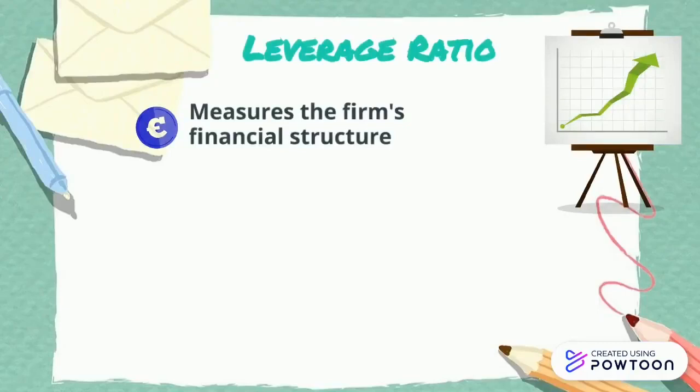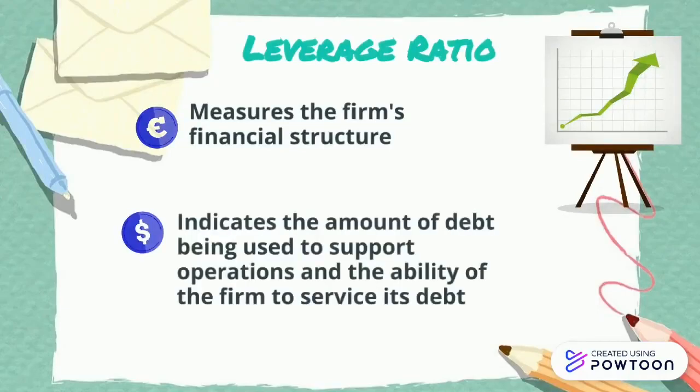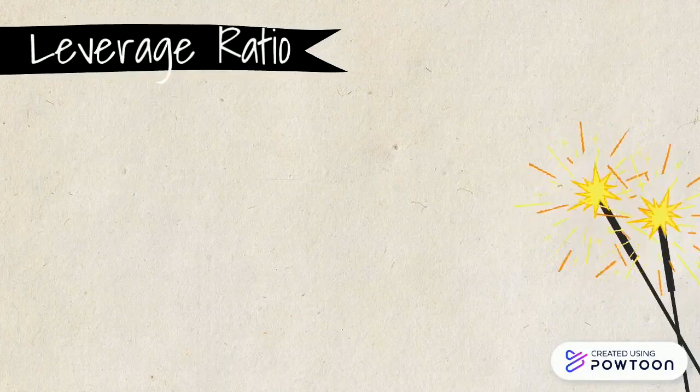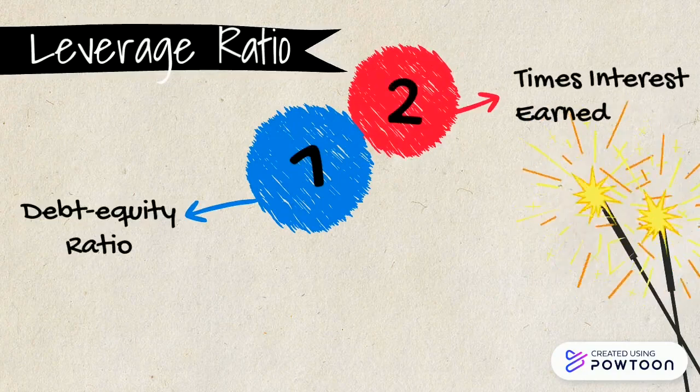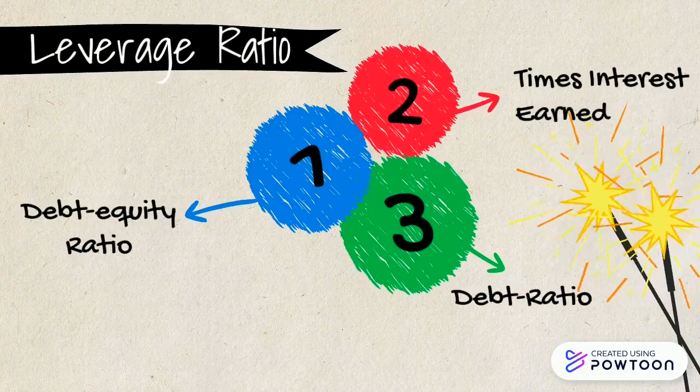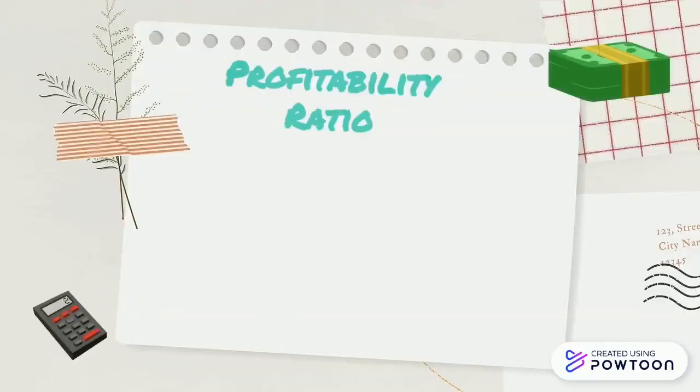The third one is leverage ratio. Leverage ratio measures the firm's financial structure. It also indicates the amount of debt being used to support operations and the ability of the firm to service its debt. It is a major concern to potential investors as higher debt means higher financial risk. Leverage ratio includes debt equity ratio, times interest earned, and also debt ratio.